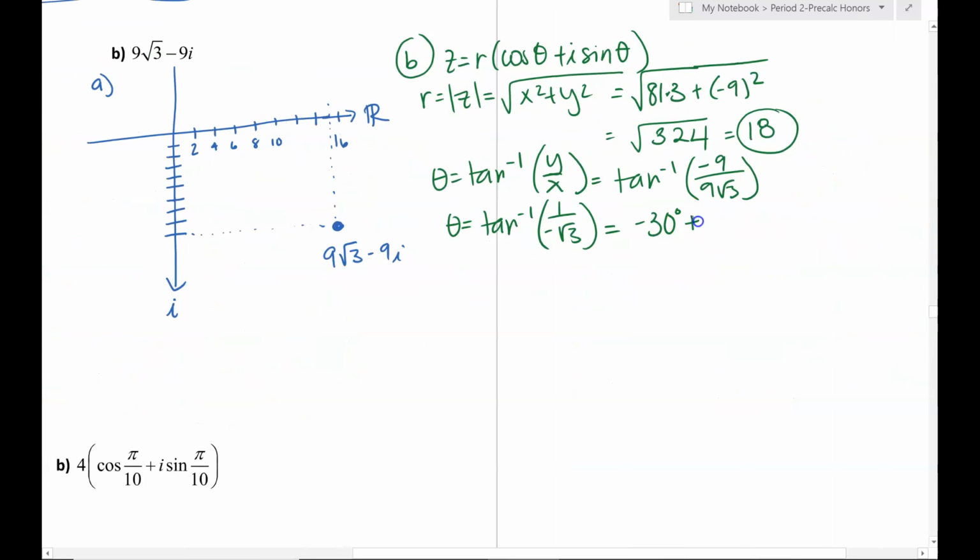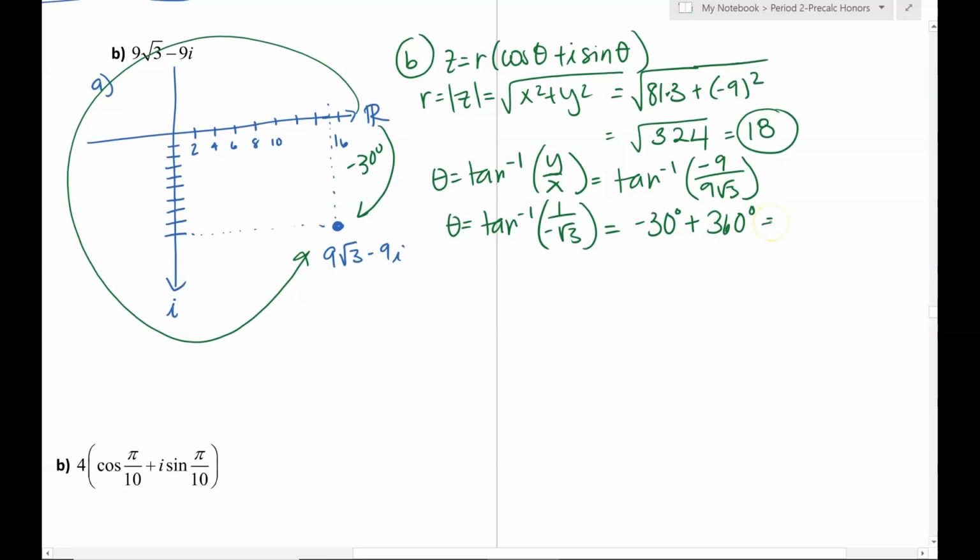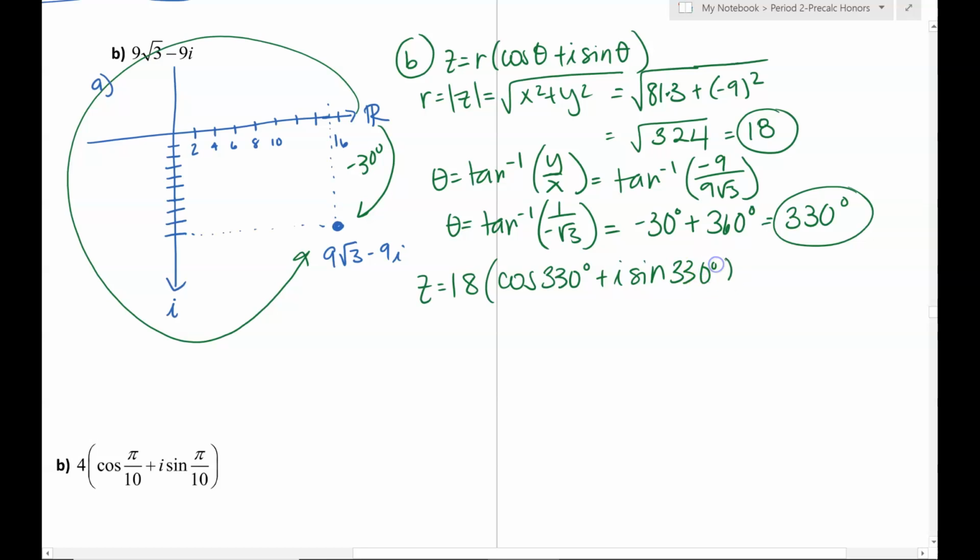So we will now go and add, because from here to here is negative 30 degrees. So what we're trying to do is go this way, okay? So we can add 360 degrees, or you can take 360 minus 30, which is exactly the same thing. That will give us 330 degrees. So now we have enough to write. That's going to be 18 cosine of 330 degrees plus i sine 330 degrees. Box that up. And again, in polar form, radius and degree must be positive. Okay, y'all?